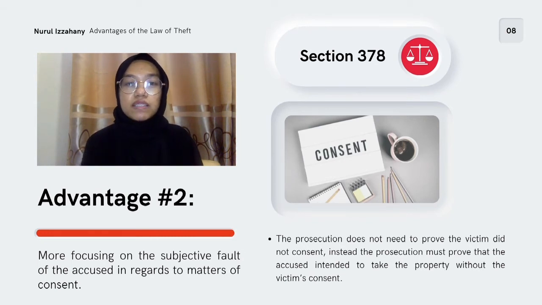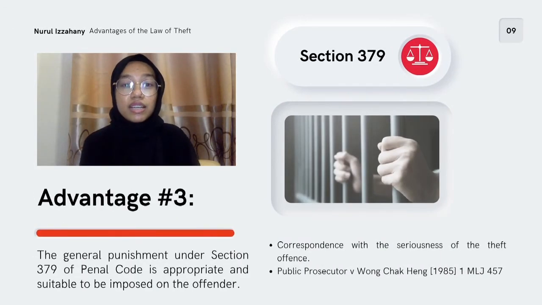As regards this, the right of the victim will be better protected, as it shows that this provision is more in favour of the prosecution, in which the matter of consent must be proven only on the part of the accused. Finally, another advantage is that the general punishment under Section 379 is appropriate to be imposed on the offender once he is found guilty of the offence.